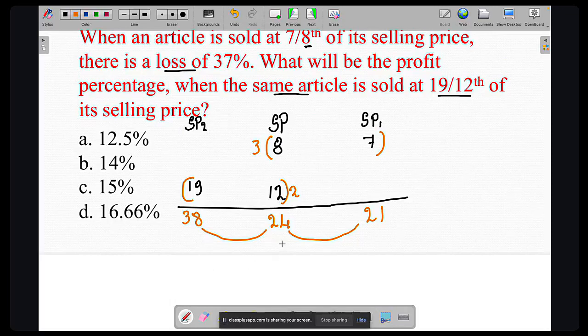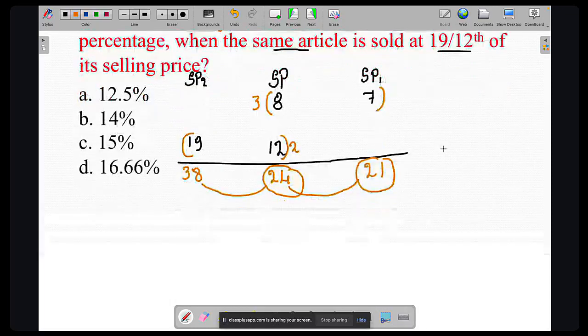See, the first time I'm selling that article at 24. Second time, instead of 24, I'm selling one article at 21 rupees. So I'm getting a loss. How much loss are you getting? 37. That's why you are getting a loss. 37% loss, which means you are selling that article at 63%. Yes or no? Reply all.